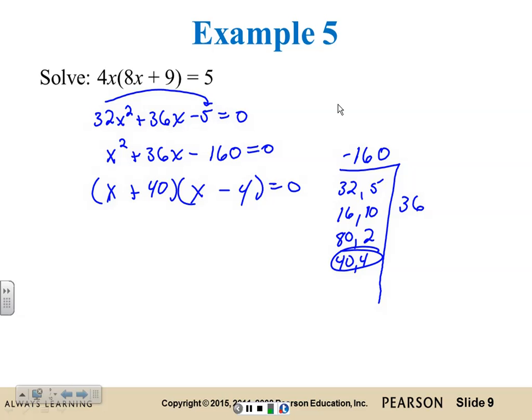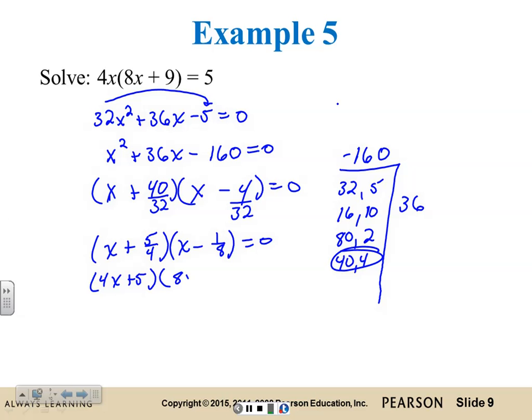Now remember, we're doing bottoms up, so we're not finished when we get here. We've got to divide by what we multiplied in initially, which is that 32. So we're going to reduce. 40 and 32 will reduce by 8, so let's do 5/4. And 4 and 32 will reduce by 4, so that's going to be 1/8, still equal to 0. Let's bring the bottom up, so we'll have 4x plus 5 and 8x minus 1 equals 0.